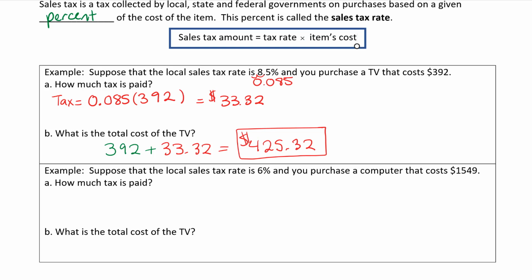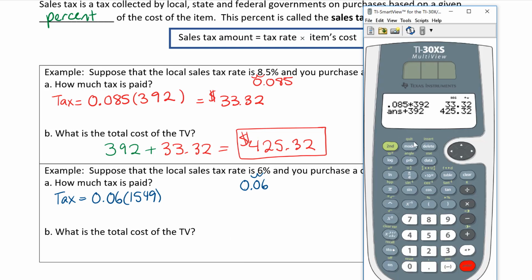This next example, the sales tax rate is 6% in this particular area. So if I change that percent to a decimal and move the decimal places over 2, that gets me 0.06. And I'm going to purchase a computer. So this computer costs $1,549. So how much tax is needing to be paid? So I'm going to take the tax, and that's going to equal the percent, which is 0.06 in decimal form, and I'm going to multiply that by the cost of my computer.